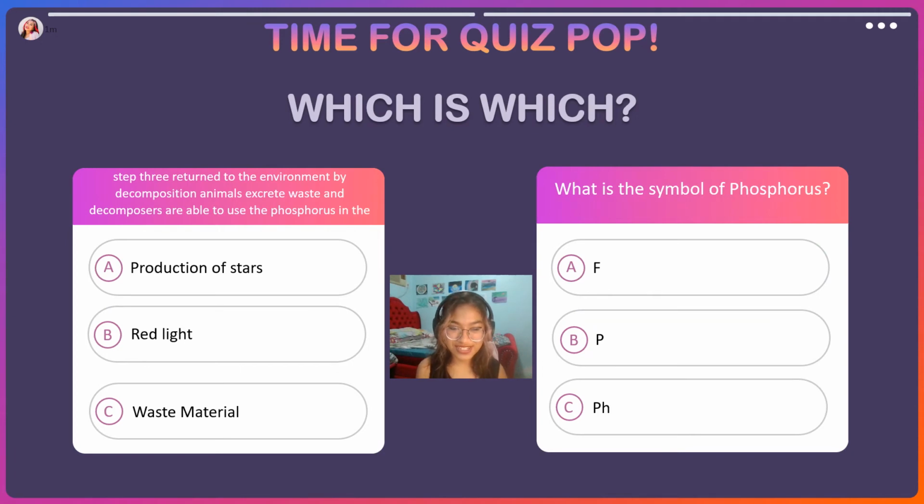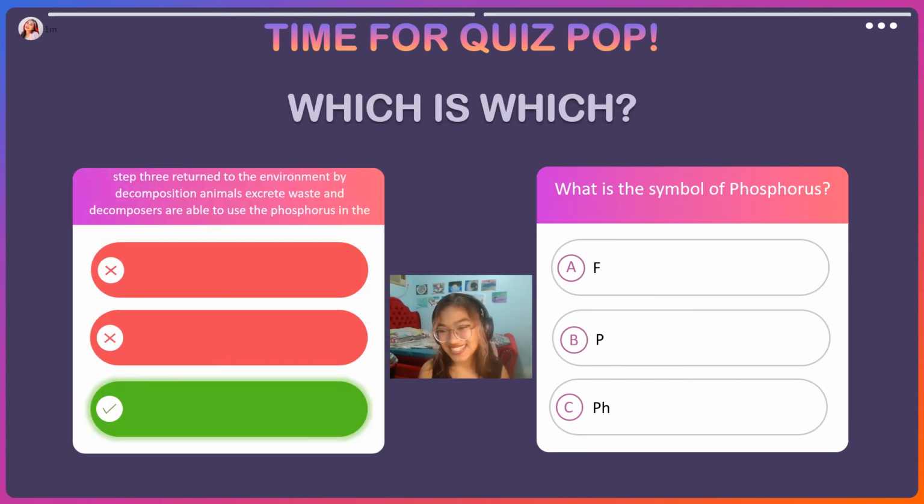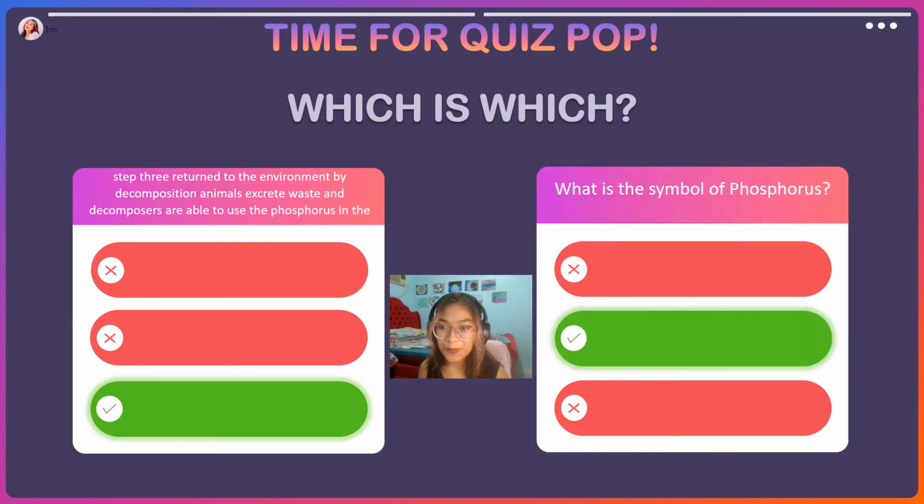Next, question number 3. Step 3, return to the environment by decomposition. Animals excrete waste, and decomposers are able to use the phosphate in the waste material. It's waste material. What is the symbol of phosphorus? Is it F, P, or PH? Let's see. It's P.